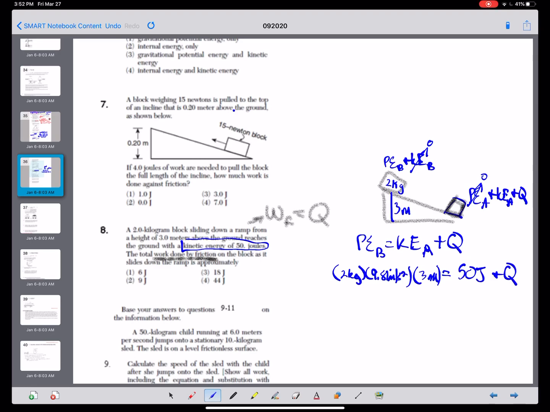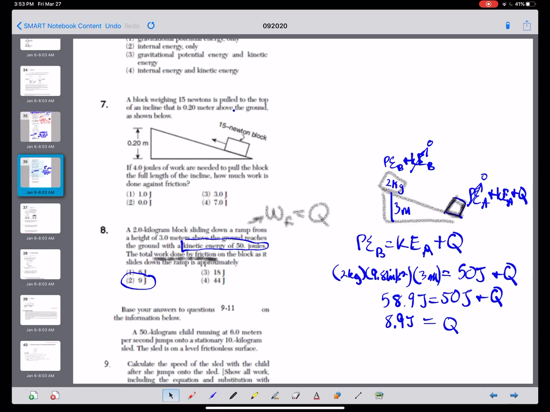All right. We do our calculation. 2 times 3 times 9.81. Did I get that right? That's 6, yeah, about 58.9. So we got 58.9 joules equals 50 joules plus Q. Subtract 50 from both sides. You get a Q of about 8.9 joules. We look at our choices, and sure enough, choice 2 is 9 joules. That's a work one, number 7.